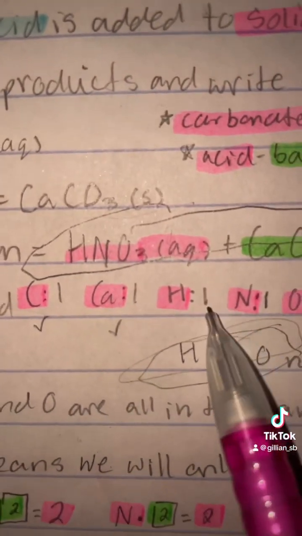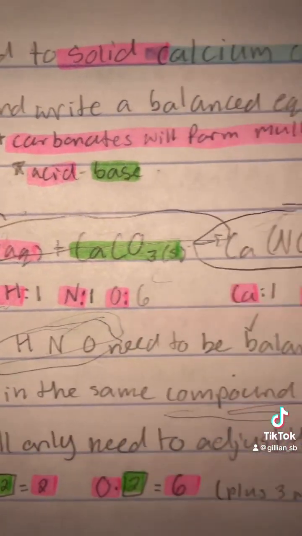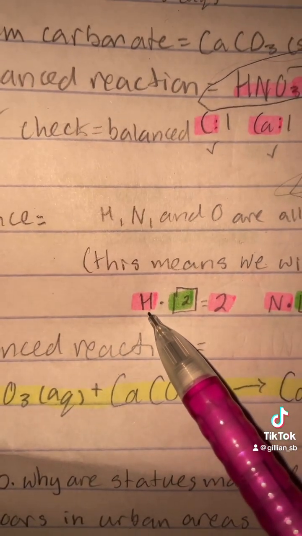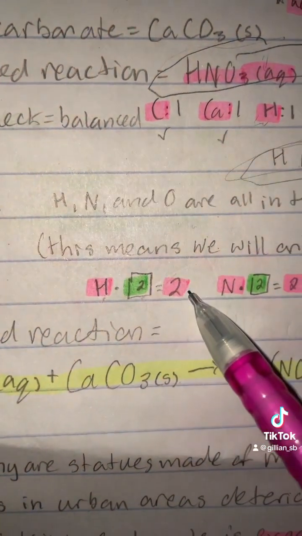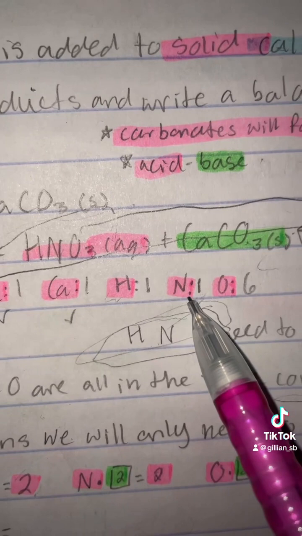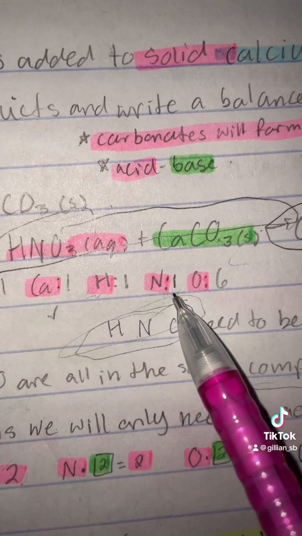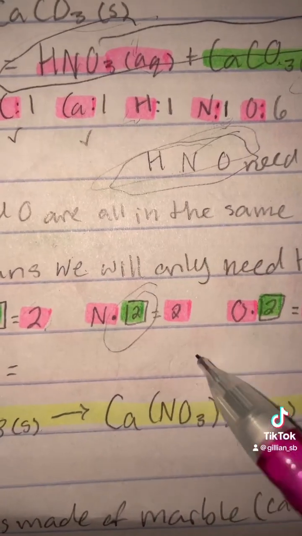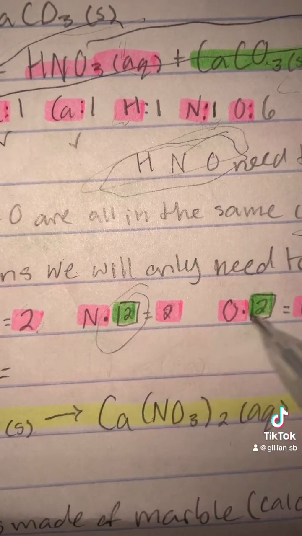So for H, we have 1 on the reactant side and 2 on the product side. So we would just need to multiply the reactant by 2 to get the same number as the product. Same goes for nitrogen. We have 1 on the reactant side and 2 on the product side. So again, we would just need to multiply it by 2 in order to get the two sides balanced.